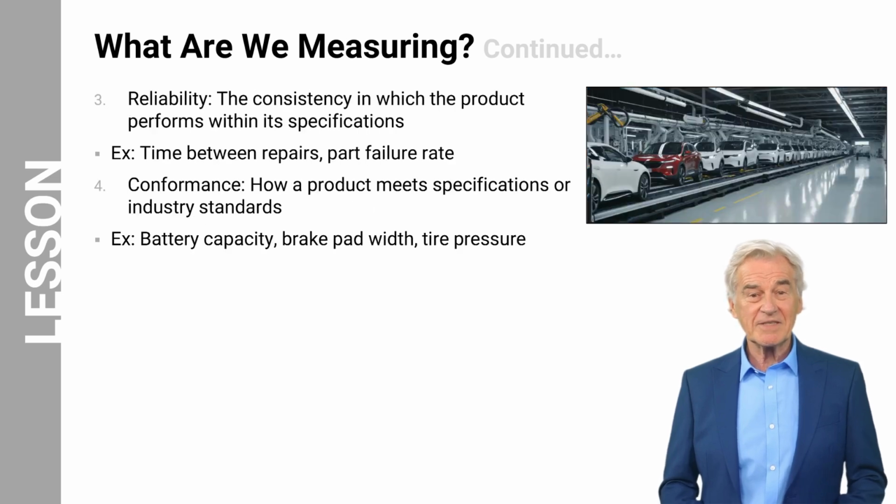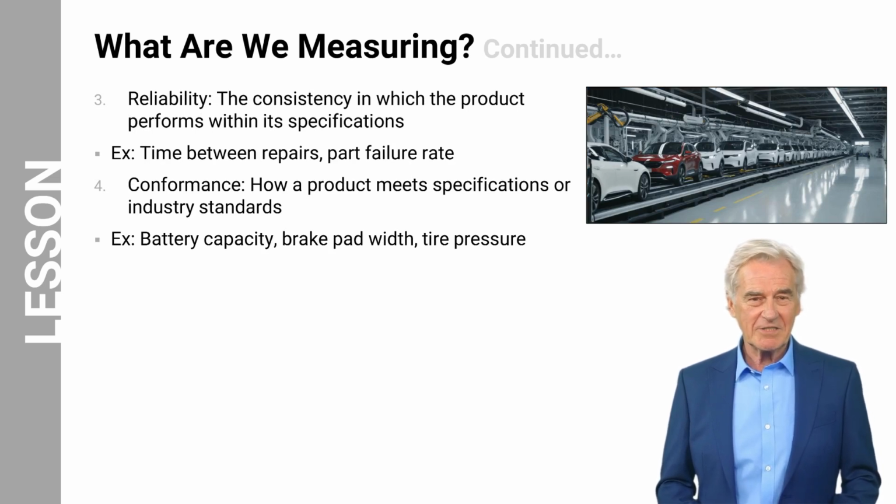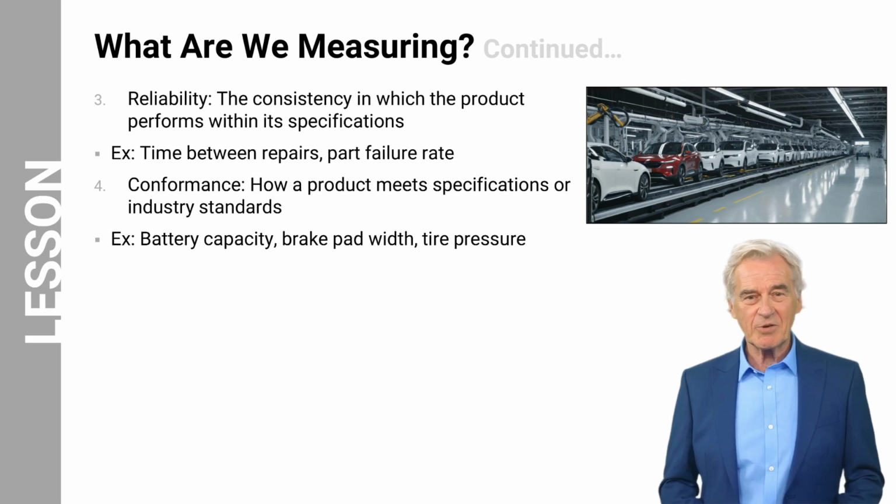Reliability is defined as the consistency in which the product performs within its specifications. This can be measured by a part's failure rate or time between repairs. Conformance refers to how a product meets specifications or industry standards, such as making sure the battery capacity is within standard limits or whether the exact width of a brake pad is correct.